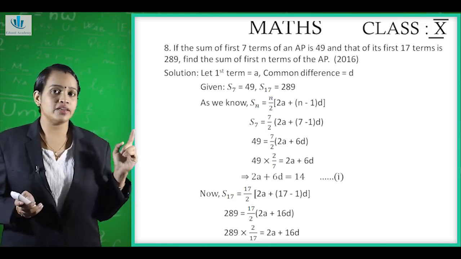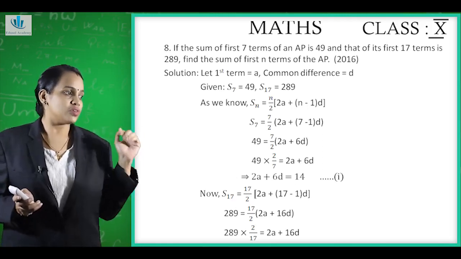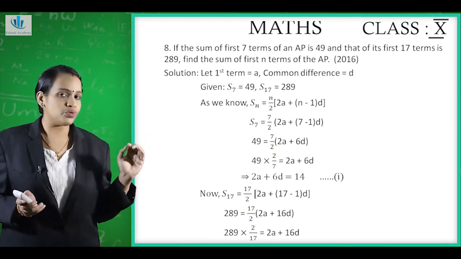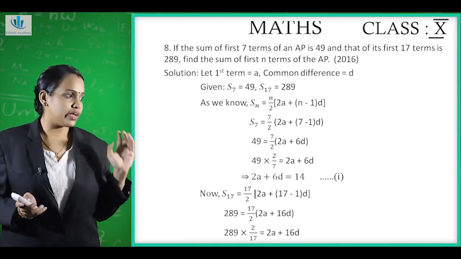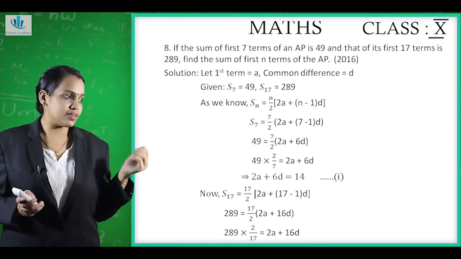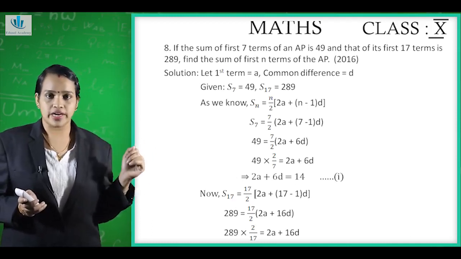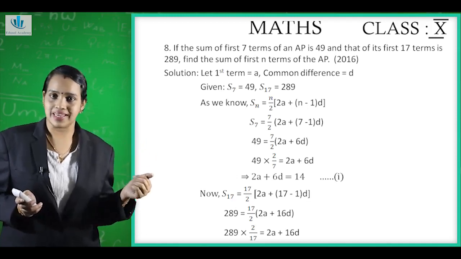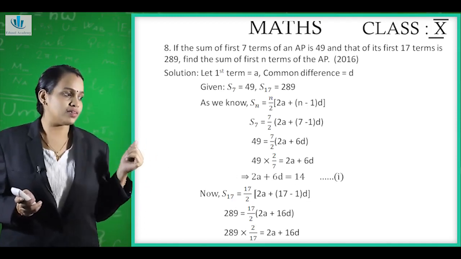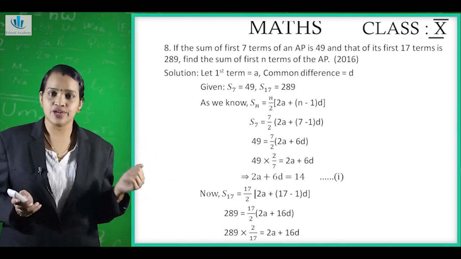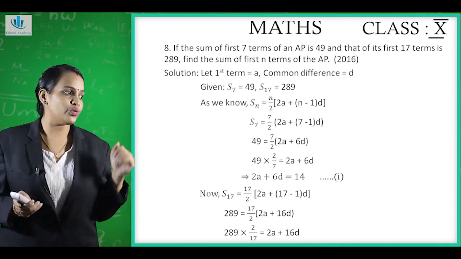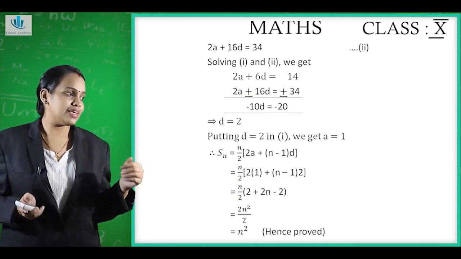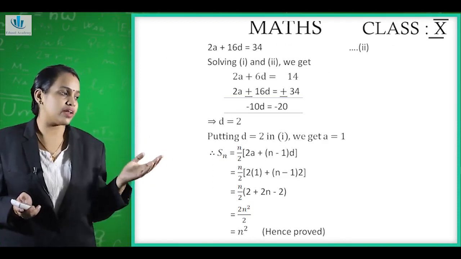Now S17, we can put the formula for it also. So S17 is equal to 17/2 into (2a plus (17 minus 1) into d). Now S17 is given in the question, 289 is equal to 17/2 into (2a plus 16d). Now 17/2 goes on the other side, so it becomes 289 into 2/17, which is equal to 2a plus 16d. Now 2a plus 16d is equal to 34. We will call it equation 2.